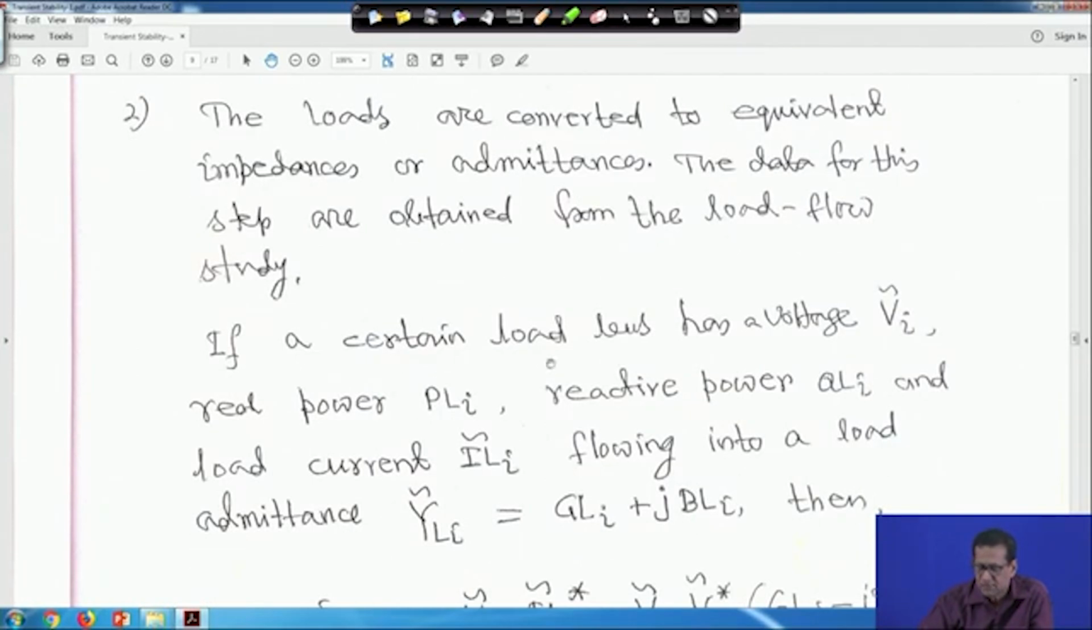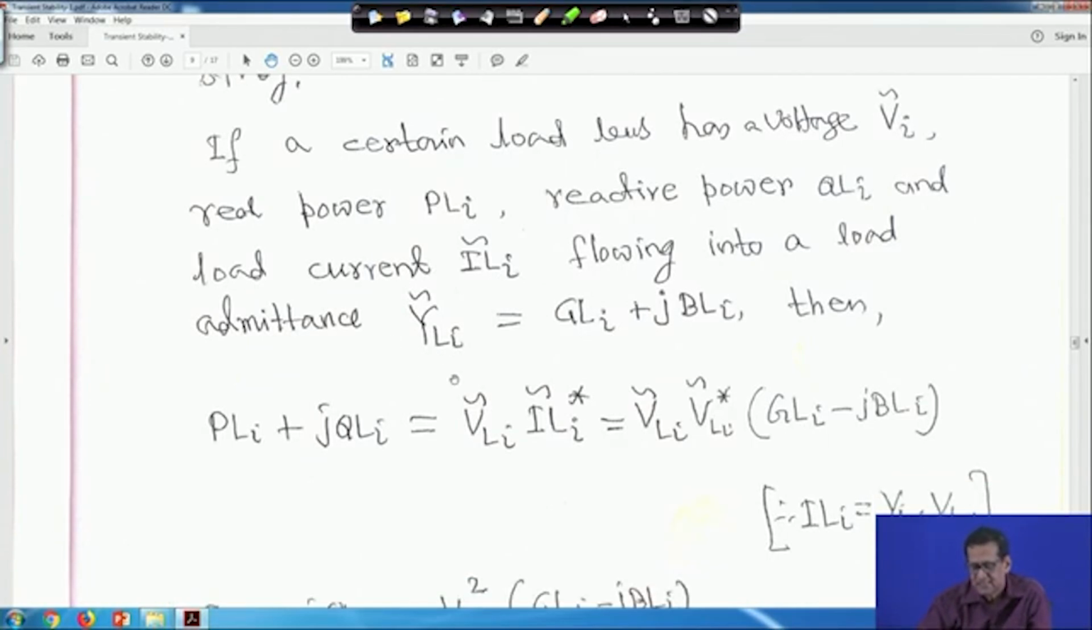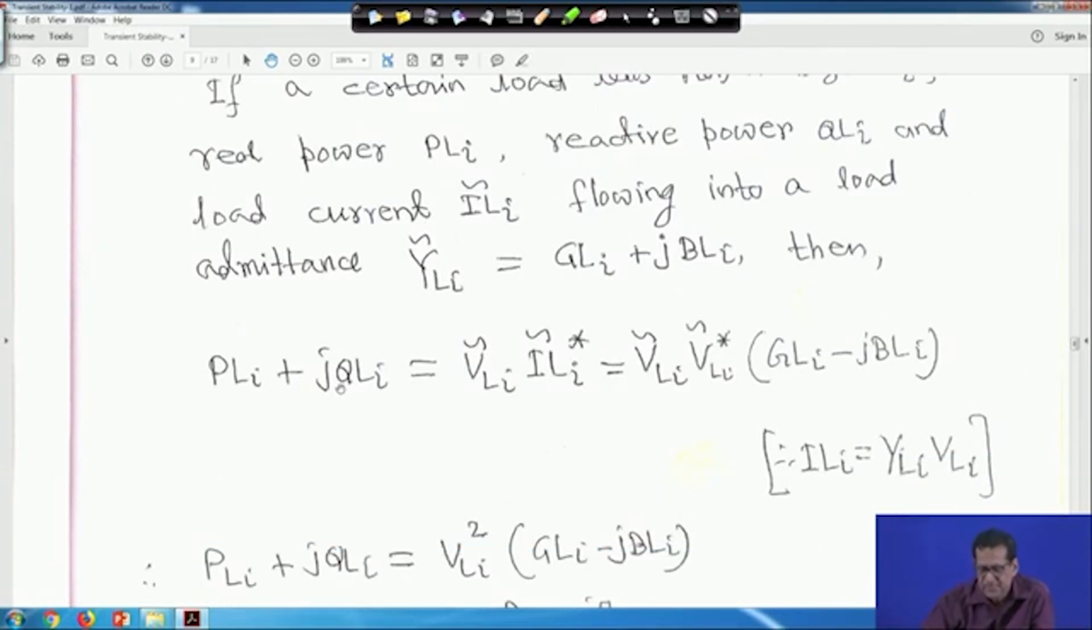Suppose a certain load bus has a voltage V_Li, a complex phasor quantity, real power P_Li, reactive power Q_Li and load current I_Li flowing into a load admittance Y_Li equal to G_Li plus jB_Li. You know these from your load flow studies. Then we can write P_Li plus jQ_Li is equal to V_Li times I_Li conjugate. Or if you write P_Li minus jQ_Li, then it will be V_Li conjugate times I_Li.